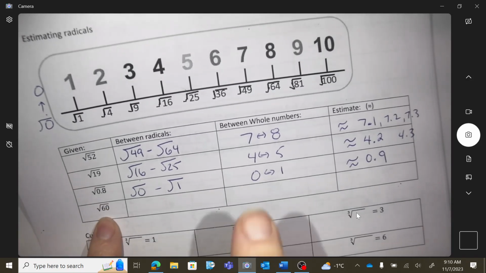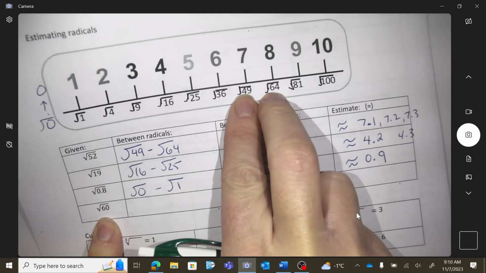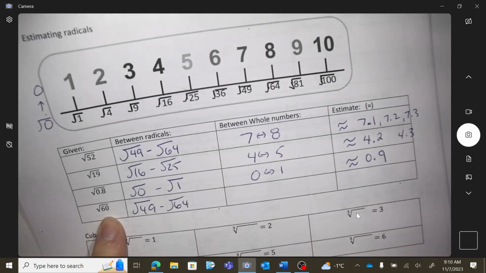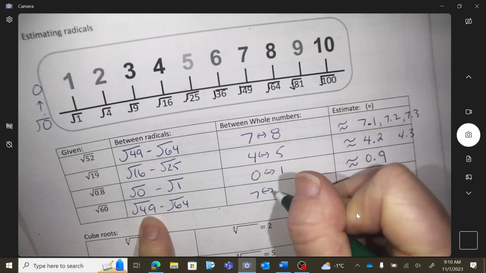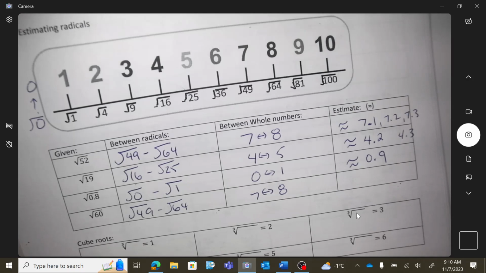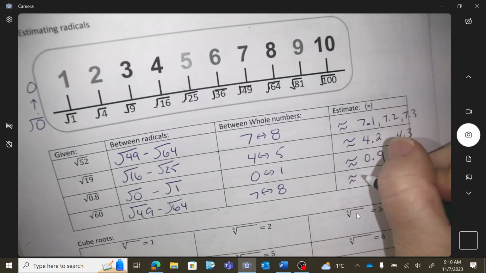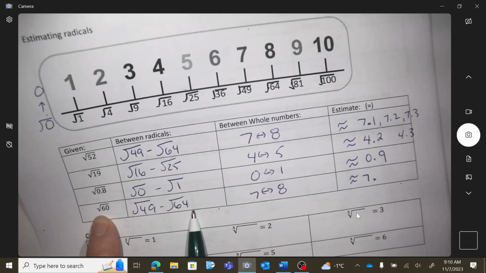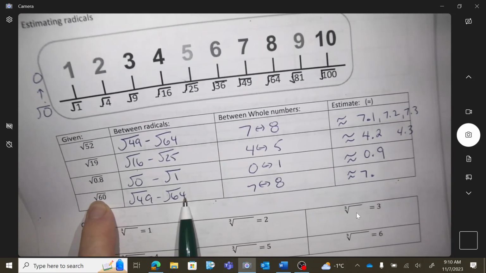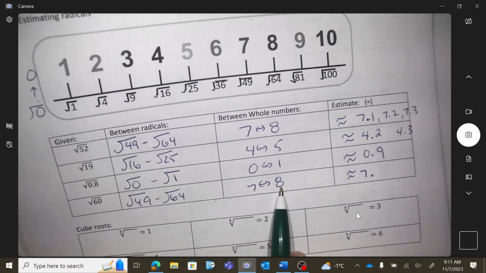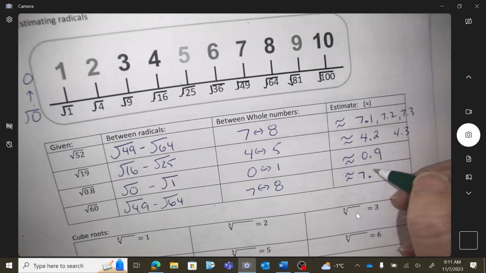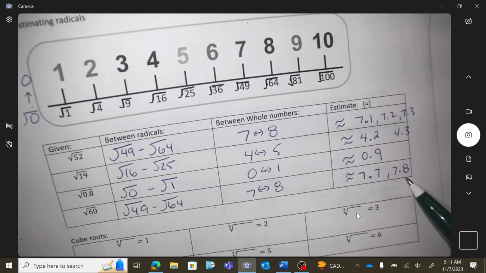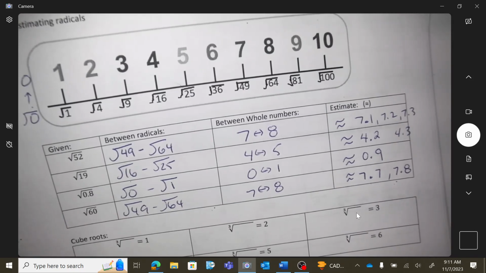Okay, and this last one, 60. So I'm looking up here, 60 would be between 49 and 64. Therefore, my answer would be between 7 and 8 somewhere. So if it's going to be like that, it'll be 7 point. And then I got to think about 60. Which end would it be closer to? Probably closer to the 64 than it would be to the 49. So I should get myself closer to 8. So something like 7.7, 7.8, some kind of guess in there. And again, you might have this, your partner might have this. I'm going to mark you both correct as long as you're using a good educated guess.